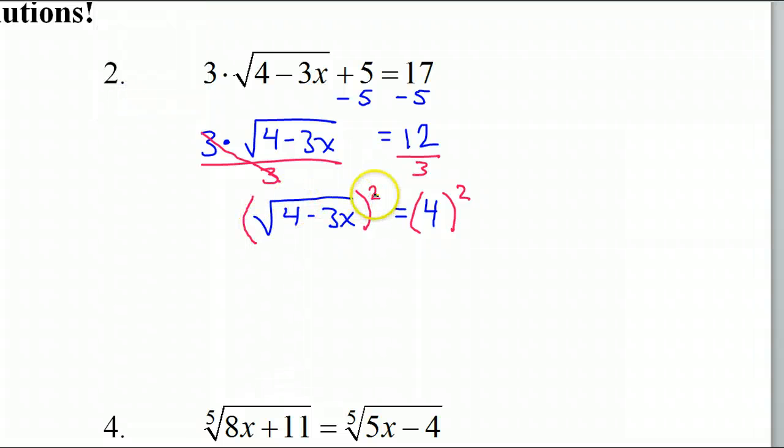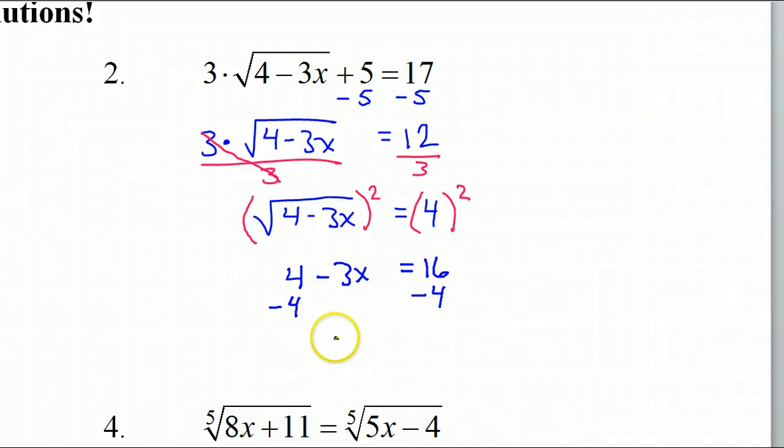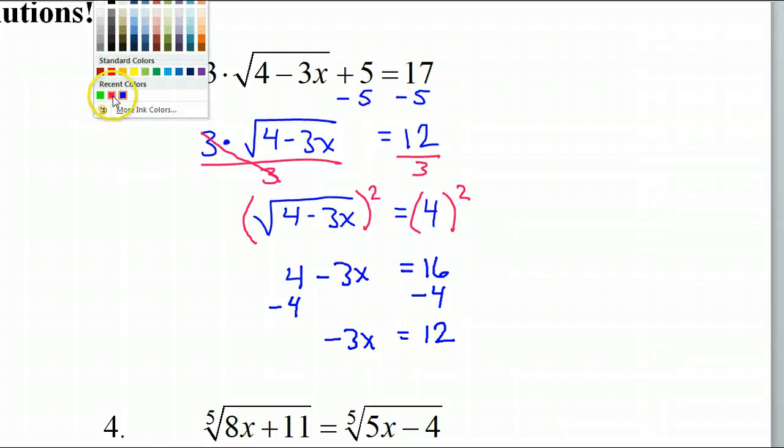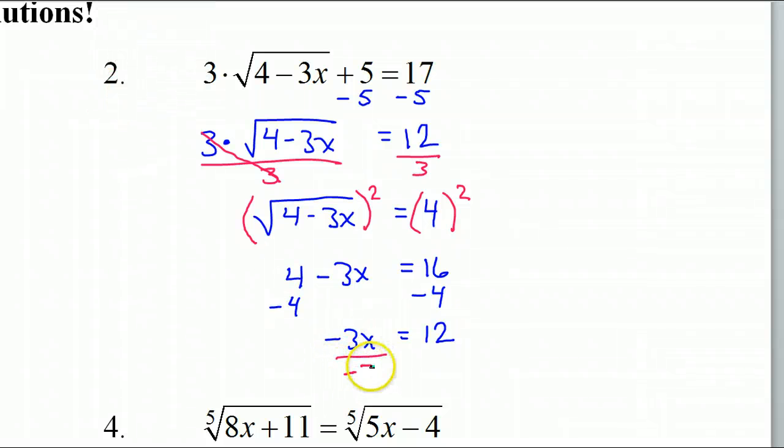All right, so the radical and the squaring cancel each other out, and I'm left with 4 minus 3x equals 16, 4 squared. Now I just need to solve this for x. So subtracting 4 from both sides is going to give me negative 3x equals 12. All right, dividing both sides by negative 3. All right, so those negative 3's will cancel out. Gives me an answer of x equals negative 4.